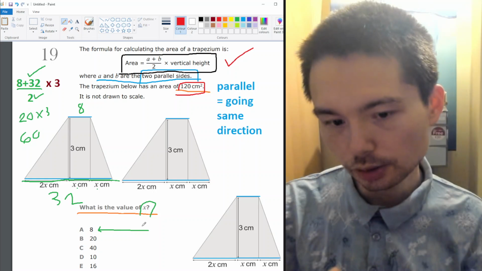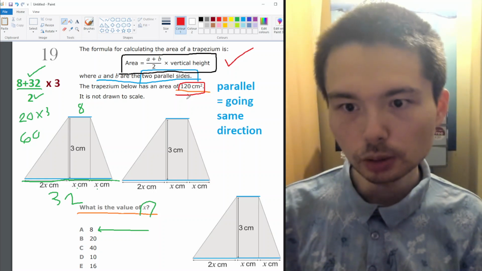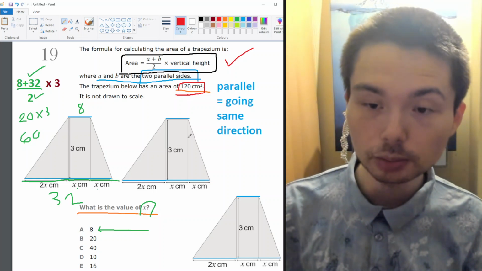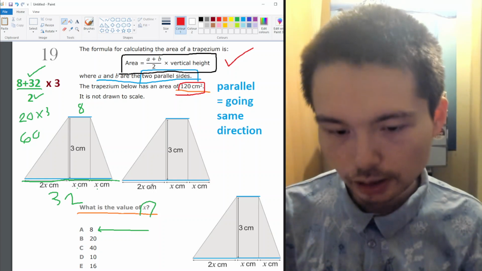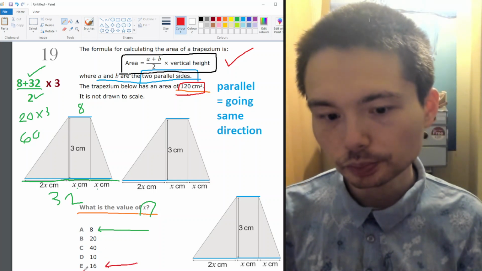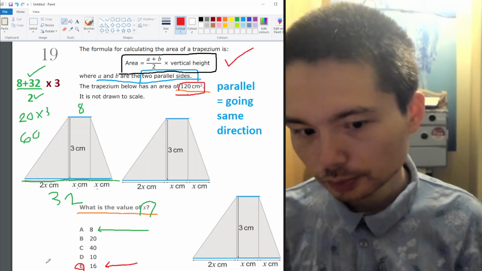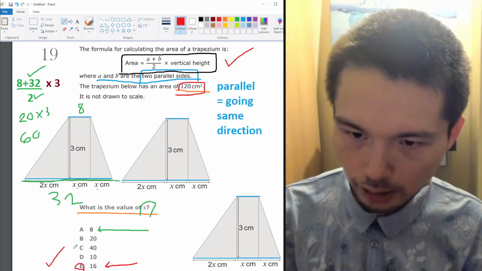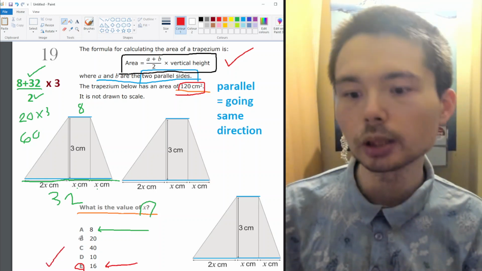We've tried 8. It is 60. But look, we want 120. So it kind of sounds like we just double. And that is exactly what we do. 8 times 2 equals 16. E is the answer. That's the shortcut. Even though it's such a tough question, I bet that was the hidden clue the examiner wanted you to spot.